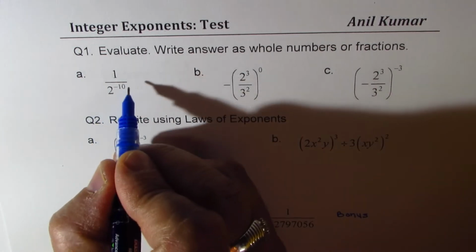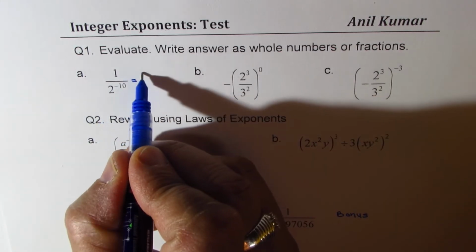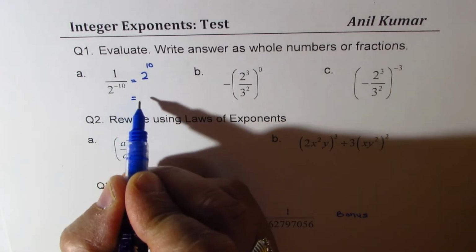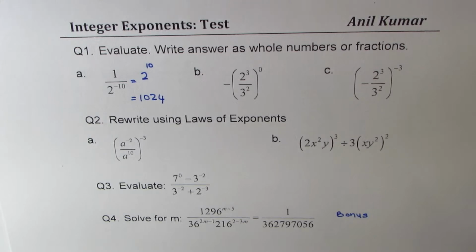The first one is straightforward. We have 1 over 2 to the power of minus 10. It could be written as 2 to the power of 10. And as most of you know, 2 to the power of 10 is 1024. It's a good number to remember. Okay, 1024. You can use a calculator to figure it out.